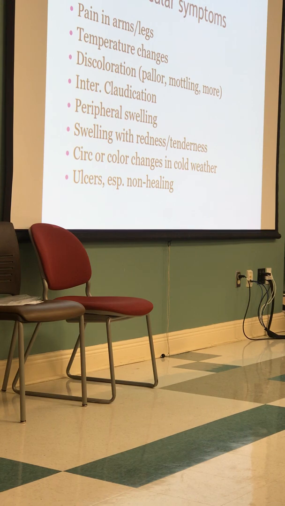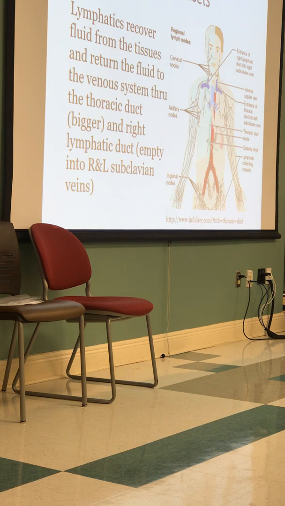Redness, swelling, tenderness, okay? Circulation, cold weather, they get really pale. That usually indicates some spastic kind of disease. And that's Raynaud's you'll see that way. Ulcers, especially non-healing ulcers, look for some kind of vascular source of disease in these patients.